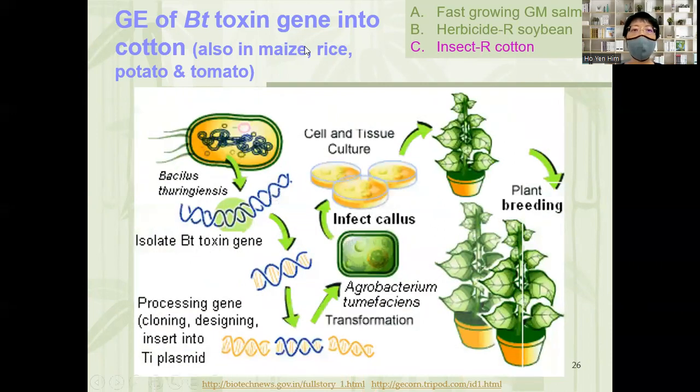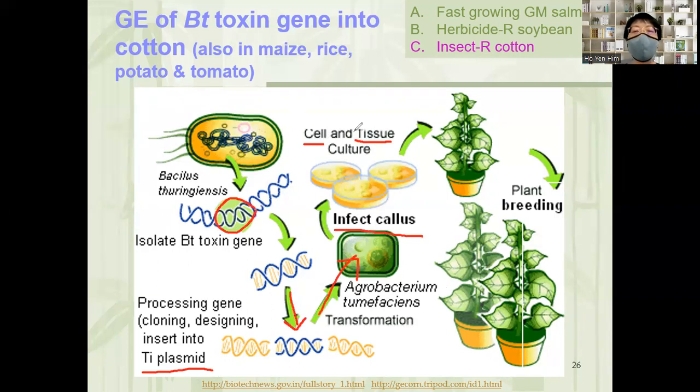Okay, so how do we use genetic engineering to produce Bt corn plant? First, obtain the wanted gene, which is the Bt toxin gene from Bacillus thuringiensis. Then insert it into the plasmid, which is the Ti plasmid. Insert the Ti plasmid into Agrobacterium tumefaciens, and then infect the callus, the cell, or the tissue of the plant with the Agrobacterium tumefaciens.